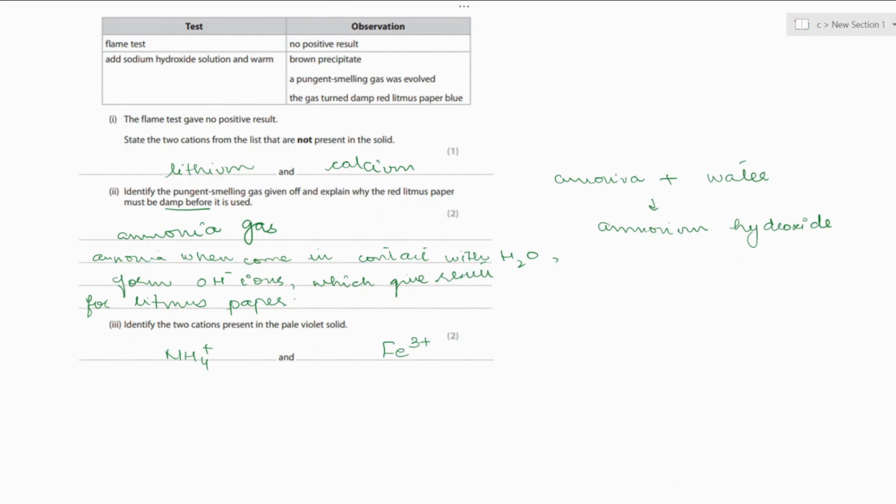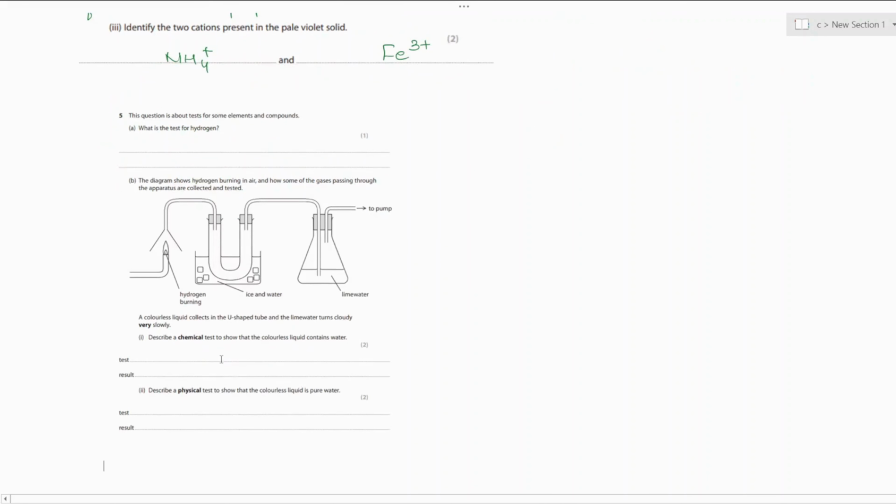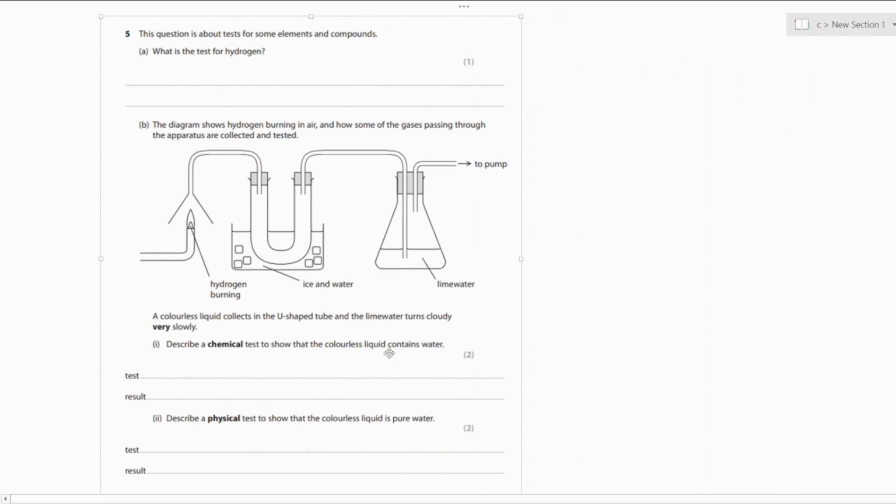The question is related to the identification of water. Let me check. Okay, here we go. This question is about some elements and compounds. What is the test for hydrogen? It makes a pop sound.